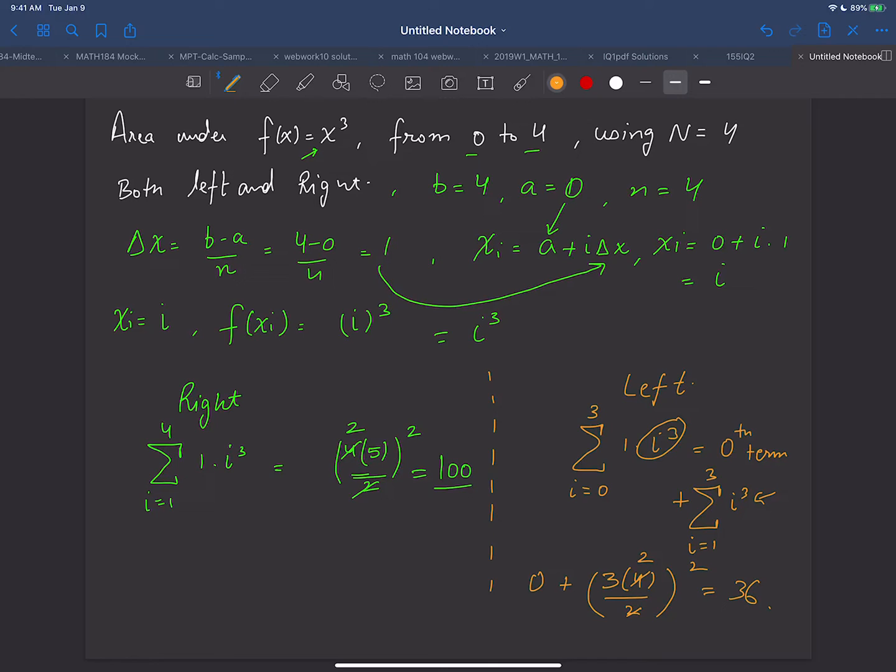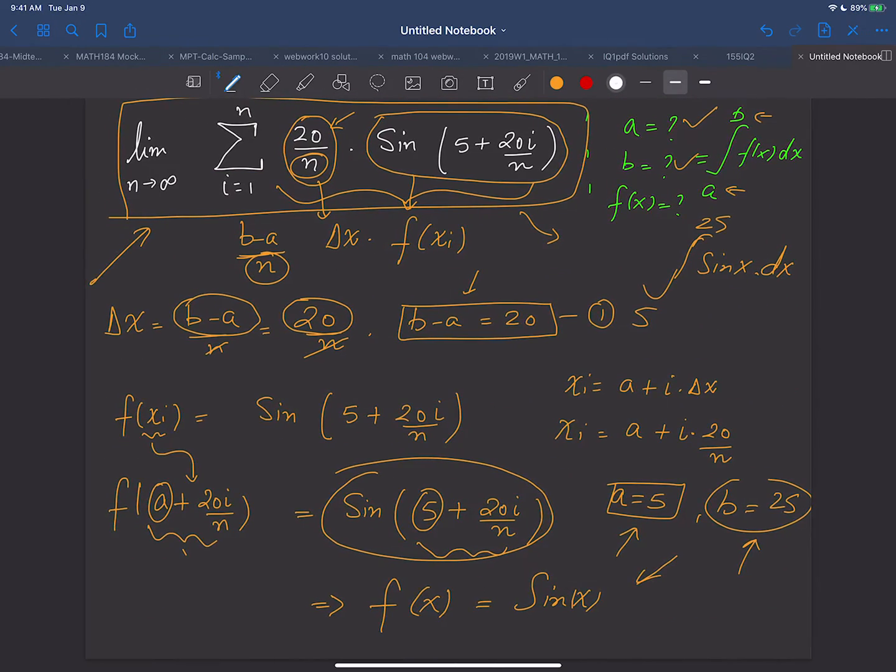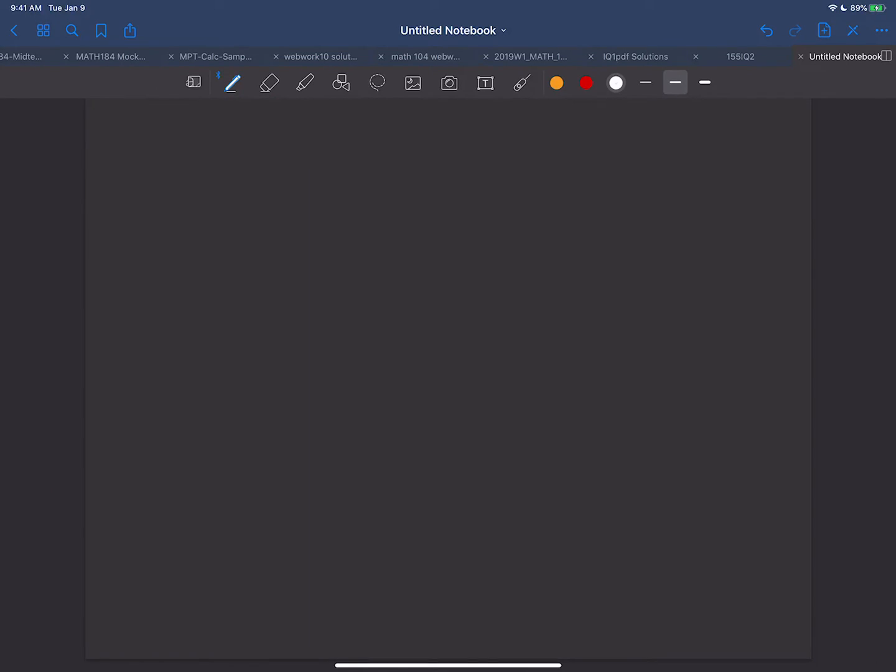Just for the sake of easier algebra, I'm going to make this function x squared instead of x cubed. Okay, so we're going to do that here. So one example, you'll be given this. So find the integral from, let's say, 0 to 4, of x squared dx. Okay, so now this is how they're giving you the problem.